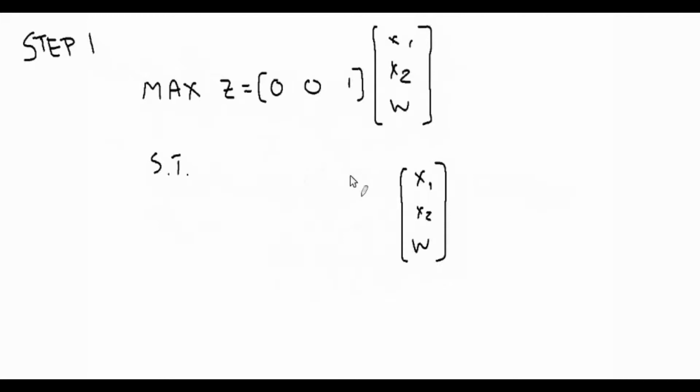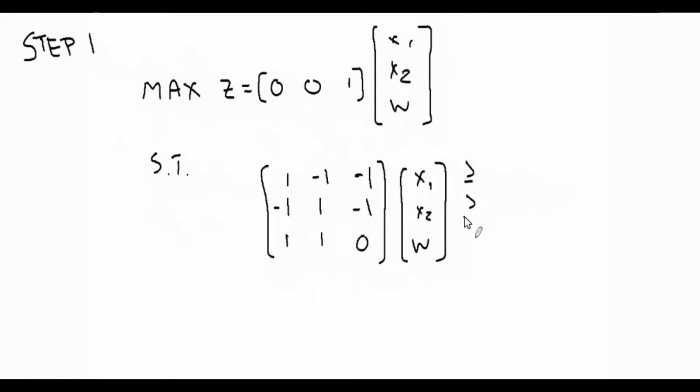And then we have a 3 by 3 matrix here that's 1, negative 1, 1. I'll put an open bracket there. And we go negative 1, 1, 1. And then negative 1, 0. And we have greater than or equal to, greater than or equal to, and equal to. The third is an equality. On the right-hand side, we have 0, 0, 1.